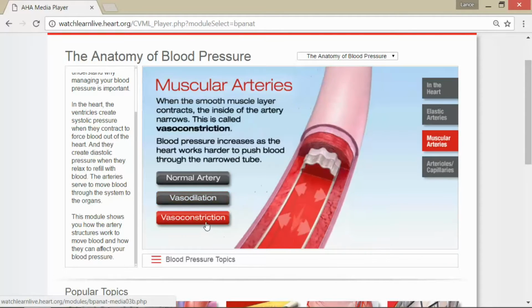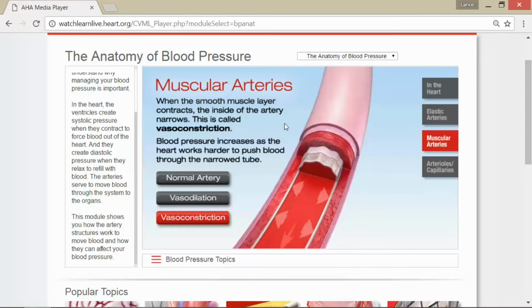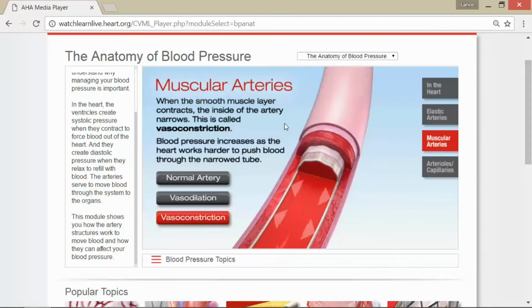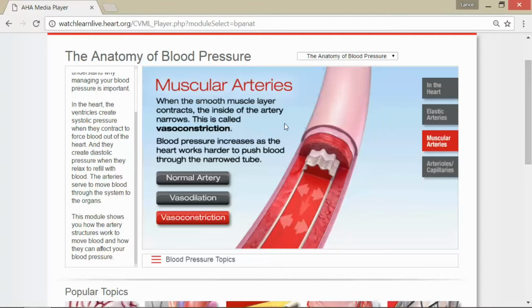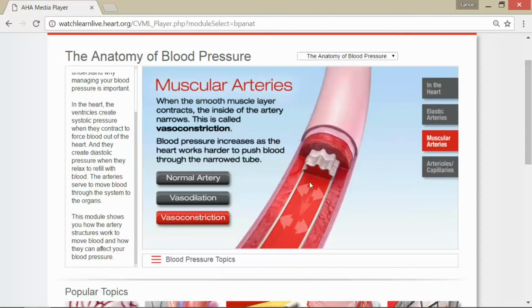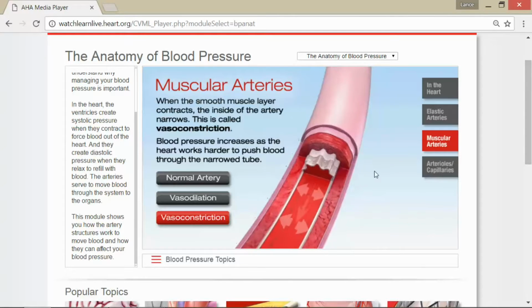And then let's look at vasoconstriction. When the smooth muscle layer contracts, the inside of the artery narrows. This is called vasoconstriction, and the blood pressure increases as the heart works harder to push blood through a narrower tube. So that's an important thing to keep in mind. You want blood flow to kind of go through a normal sized tube, not too wide and big, not too narrow.